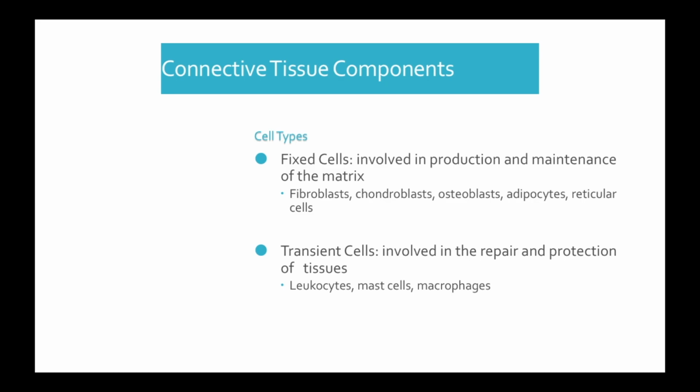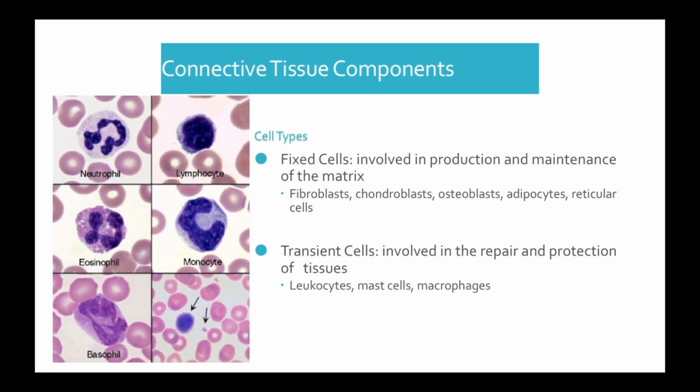Transient cells are involved in the repair and protection of tissues. So with transient cells, we're talking about leukocytes, mast cells, and macrophages. These are your leukocytes. This is a platelet. These are two platelets, a macroplatelet and a regular platelet. But the white blood cells we're interested in are neutrophils, lymphocytes, eosinophils, monocytes, and basophils.